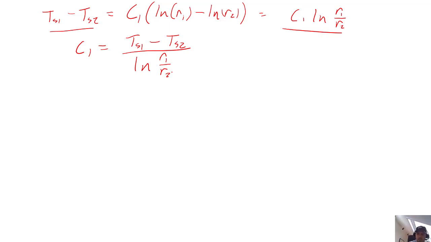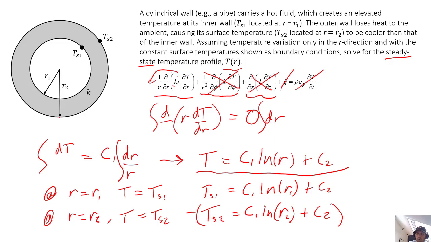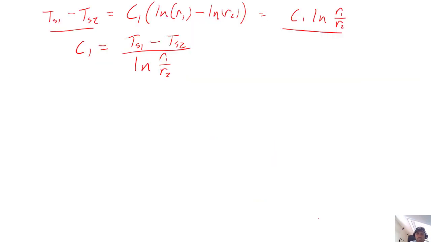Okay, so now we know what C1 is, we've solved for it completely. Let's go back to this equation. So we know what C1 is now. Let's go back and solve for C2. If we solve that equation for C2, we end up getting C2 is equal to TS2 minus C1 times the natural log of R2. And I am just leaving this as C1 for now, just to save myself some writing.